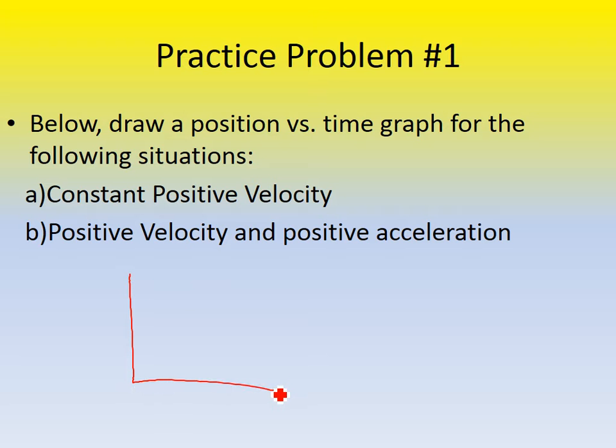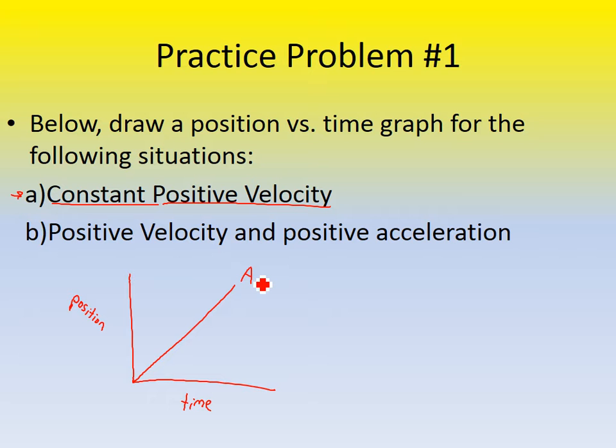So we draw our box. Let's label it. This is position on the y-axis and time on the x. I'm going to do A first. Constant positive velocity. So positive velocity, is my slope going to be positive or negative? Positive. I better have a positive slope. And it's constant. So a constant positive slope, something like that.